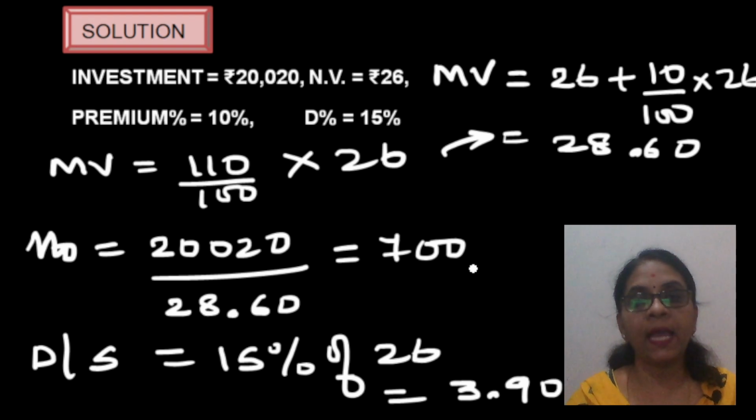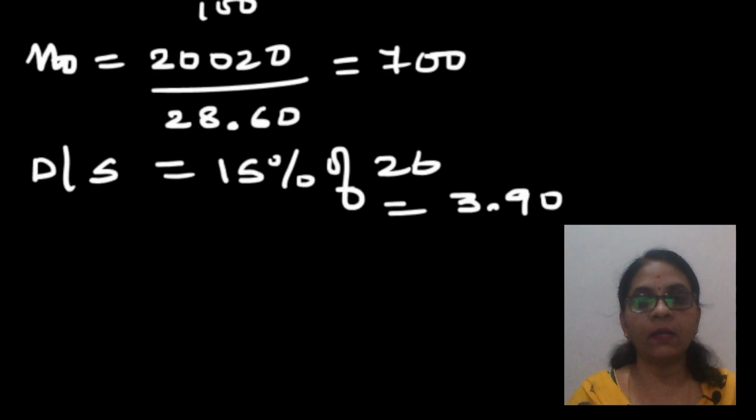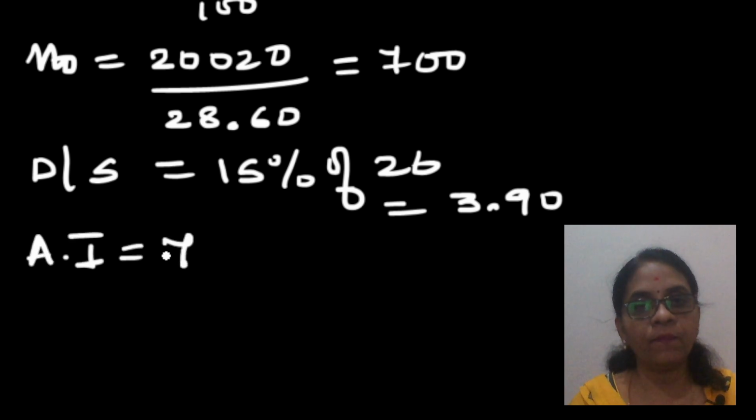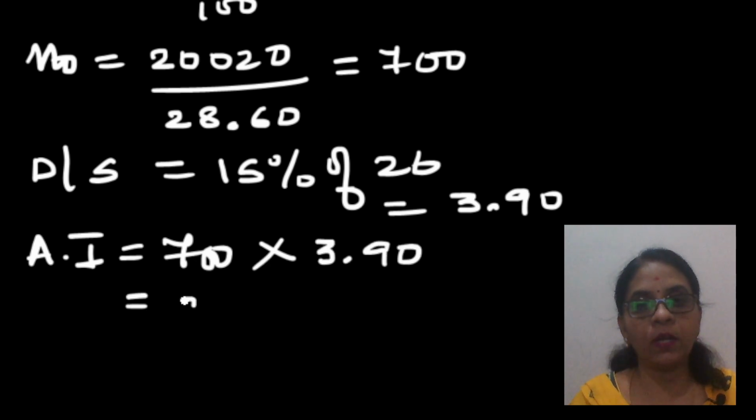Now what will be the annual income? Again, I'll scroll up a little. What will be the annual income, children? Annual income is the number of shares, that is 700, into 3.90, which is equal to 2730.